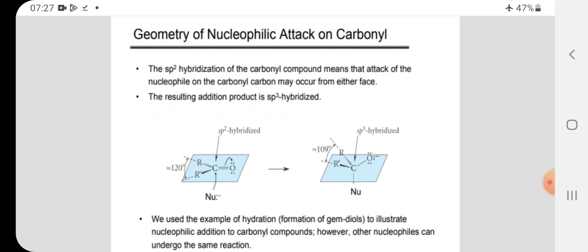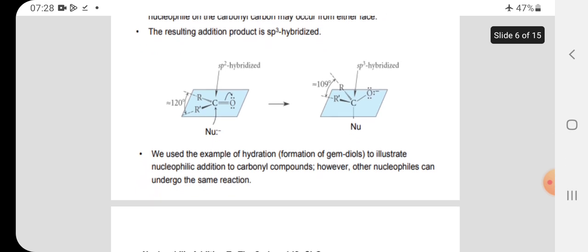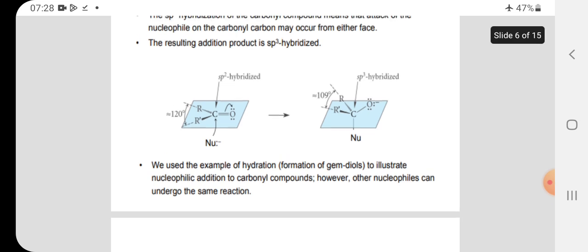Geometry of the nucleophilic attack on carbonyl compounds. Already we know the structure of the carbonyl compound. The carbonyl compound has an sp2 hybridized carbon atom, which has a planar structure. The nucleophile adds to the carbonyl carbon. At the same time, the pi electrons are transferred to the oxygen. The sp2 hybridized carbon is converted into an sp3 hybridized carbon. The sp2 hybridized carbon atom has a planar structure, but the sp3 hybridized carbon is considered a tetrahedral structure. See the picture.